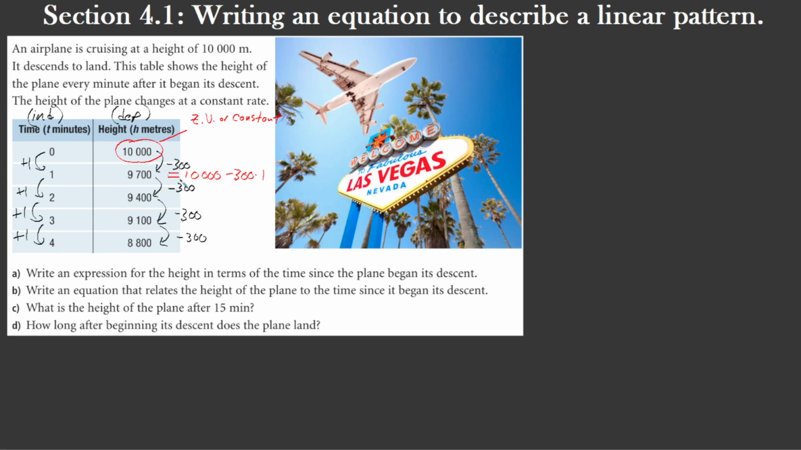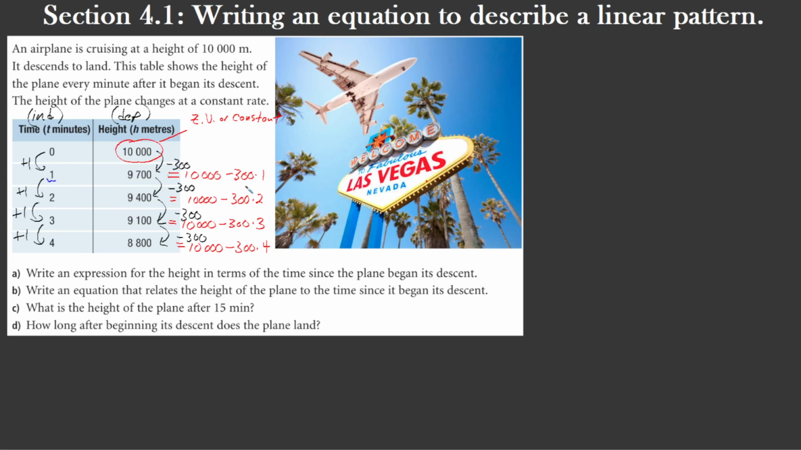Okay, let me make those red, I guess. Our 9,400, we're going to start back again at our zero value at 10,000, and we've subtracted 300 twice. So 10,000 minus 300 times 2. 9,100, we start again at 10,000, and we subtract 300 1, 2, 3 times. And last but not least for the table values, that 8,800 is 10,000 minus 300 4 times.